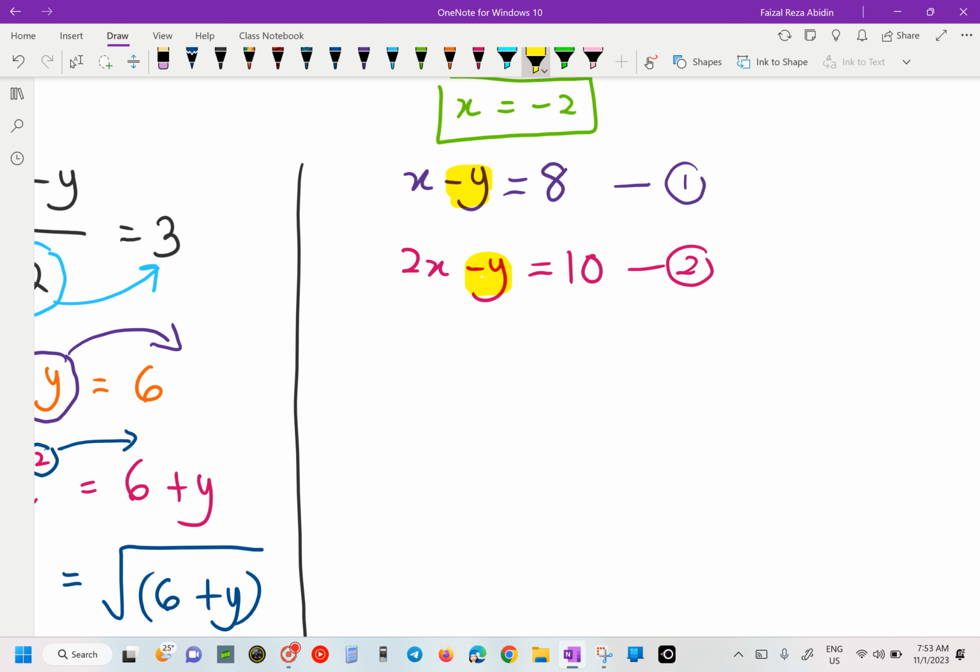Bukan nak gaduh. Dia intonasi tu penting. Come again?